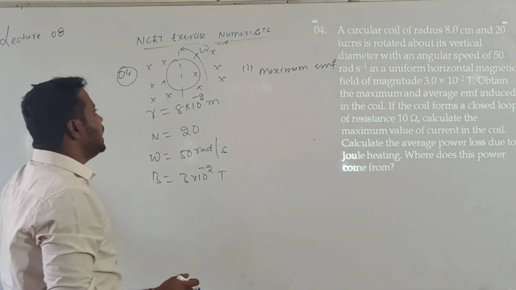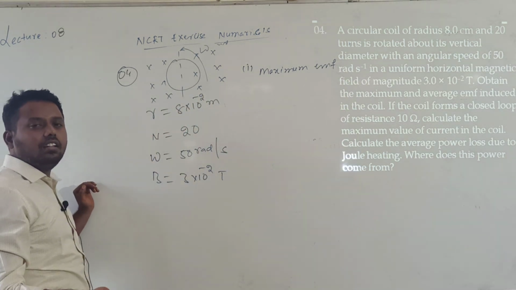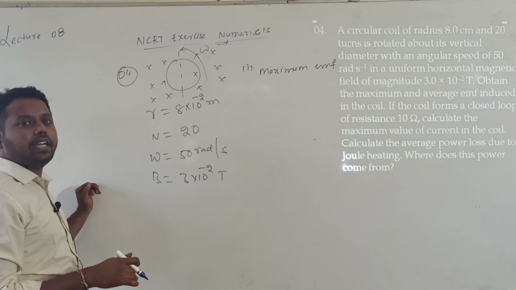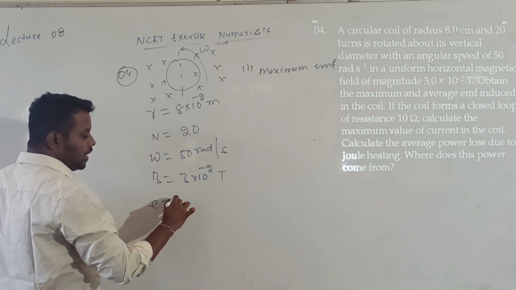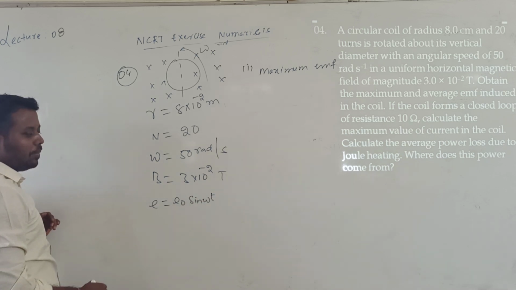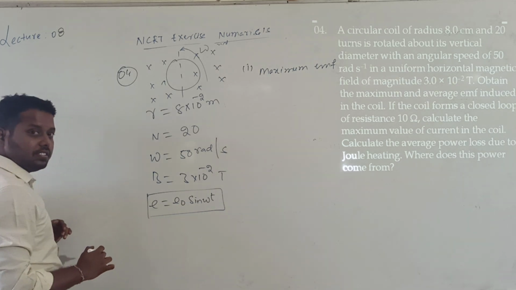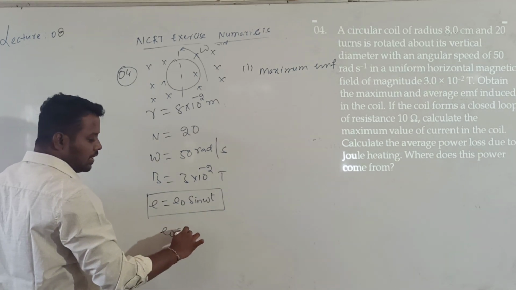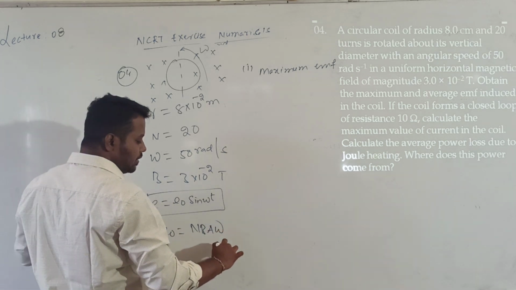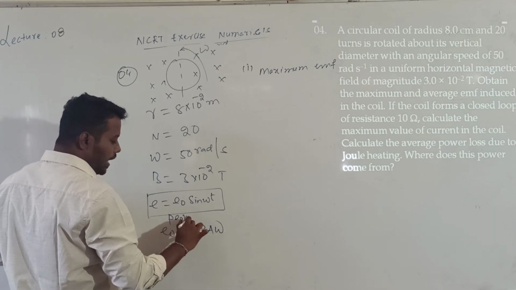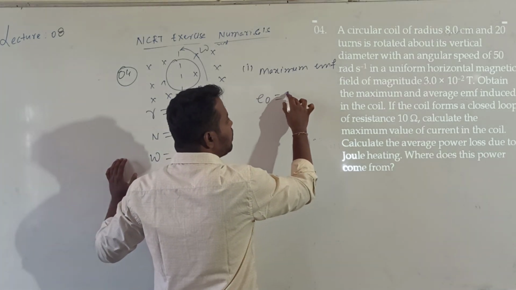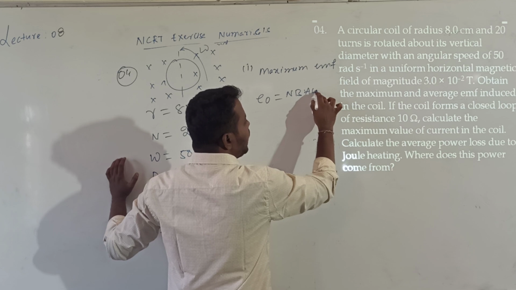We know that whenever a coil, either a circular coil or a rectangular coil, is rotating in an external uniform magnetic field, the induced EMF is given by the formula E equals E naught into sin omega t. Can you remember? E naught is N into B into A into omega, and E naught is called the peak value. So the maximum EMF is given by E naught. What is the E naught formula? N into B into A into omega.